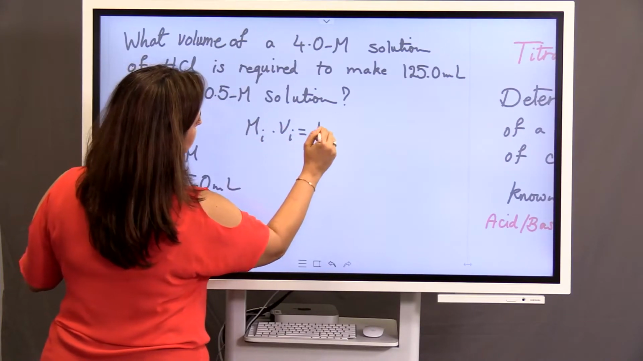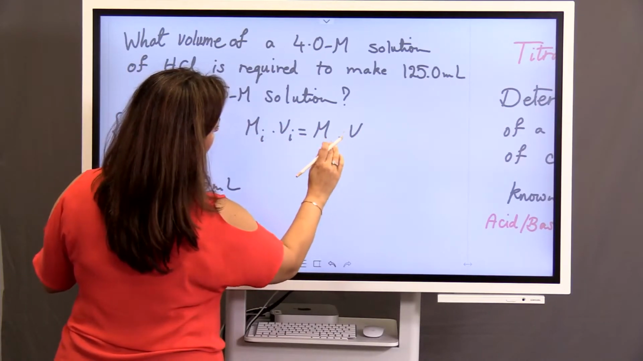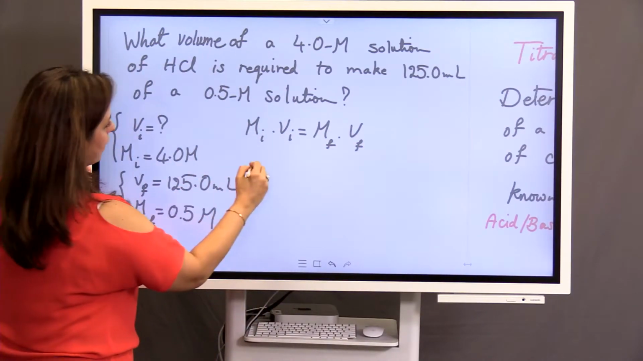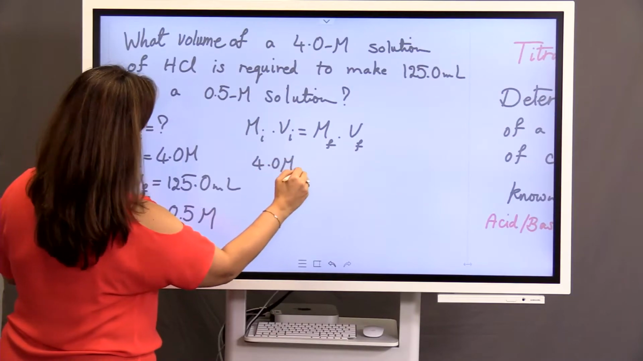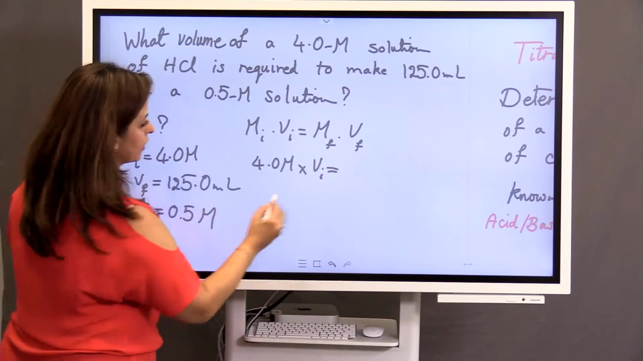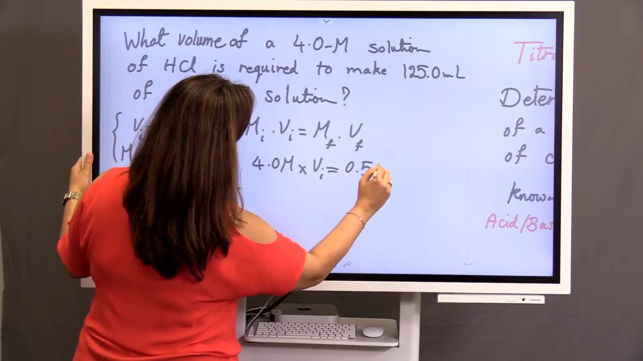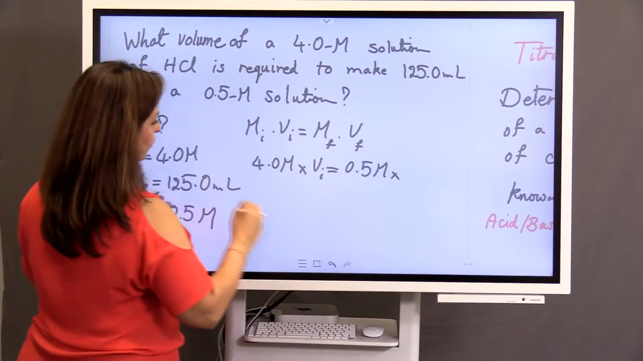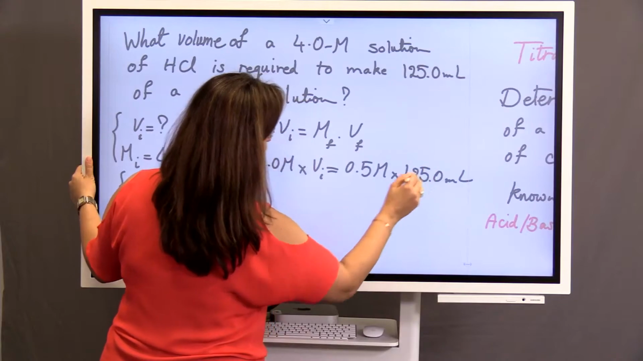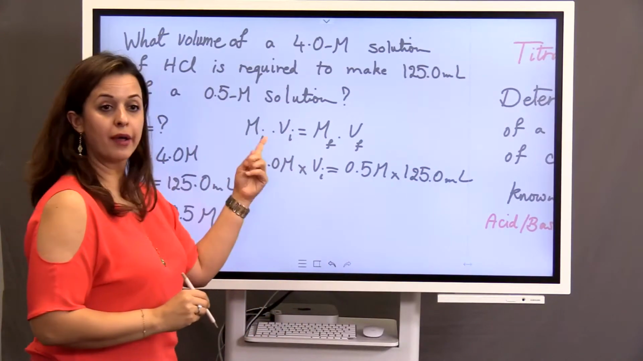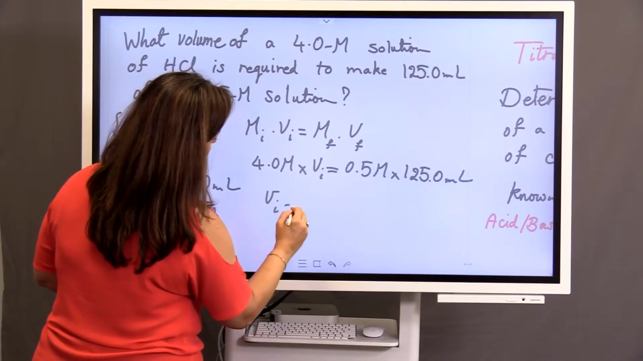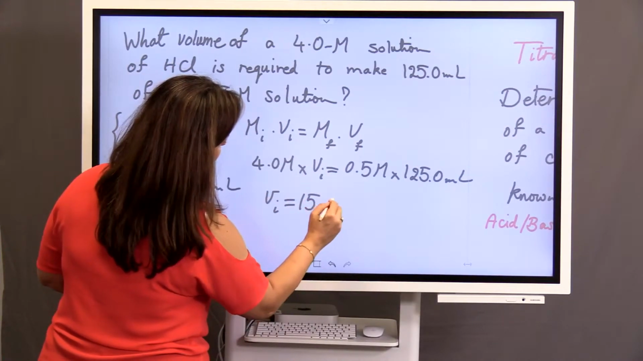MiVi is equal to M2V2, or MfVf, since we are using initial and final. So what is Mi for? Vi is what we're solving for, and Mf is 0.5 molar. What is the volume? 125 milliliters. You don't need to change the volume to liters because we're going to find the initial volume in milliliters also. As I calculated, it turned out to be 15.6 milliliters.